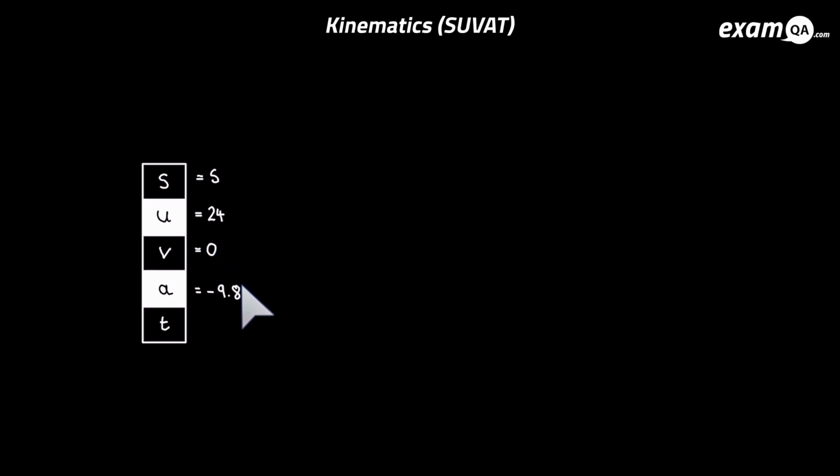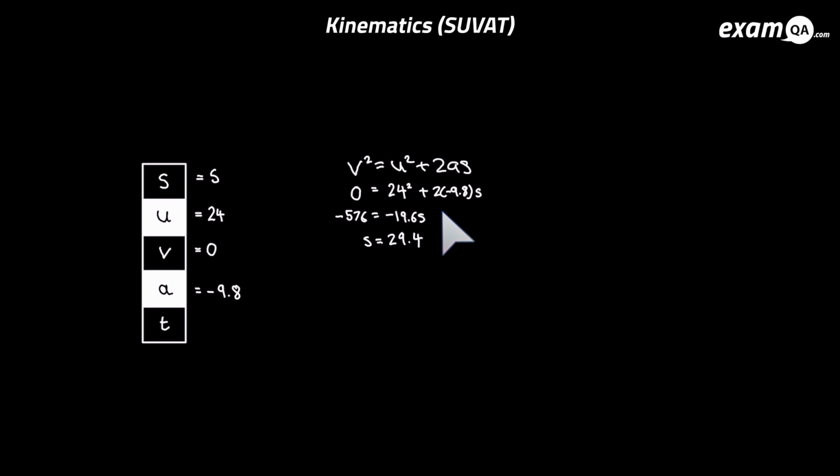Okay, so which formula are we going to use here? And it's this one here. So let's go ahead and fill it in. And it's a simple bit of algebra here to work out what S is. We'll move the 24 squared to the other side and divide through by 2 times minus 9.8, which is minus 19.6. And we get S as 29.4 to one decimal place. And the units will be meters. And there we have it.